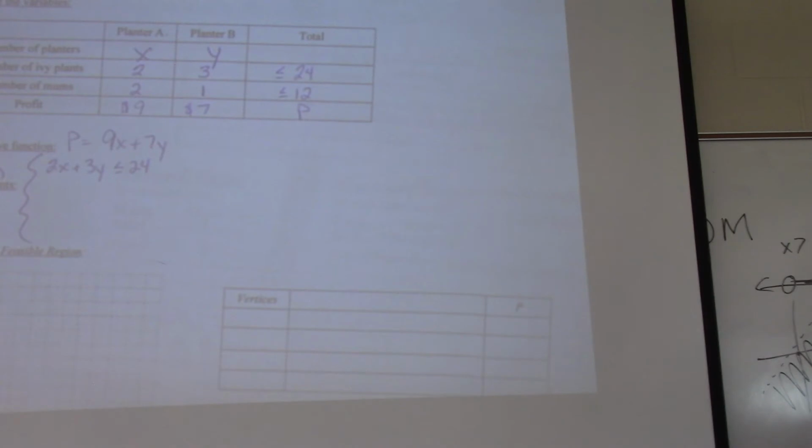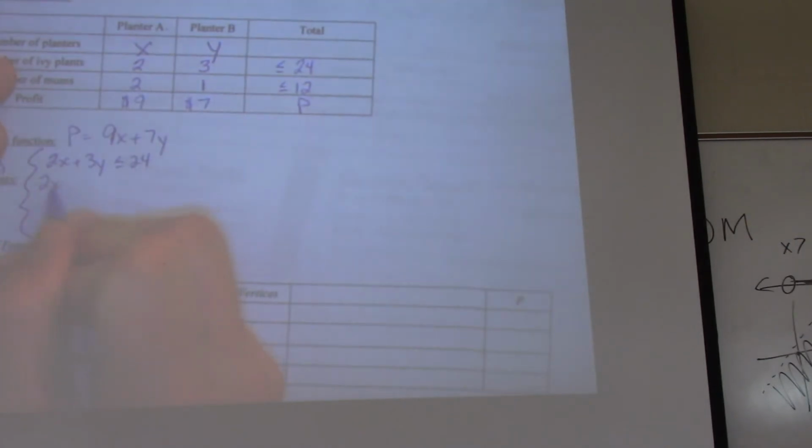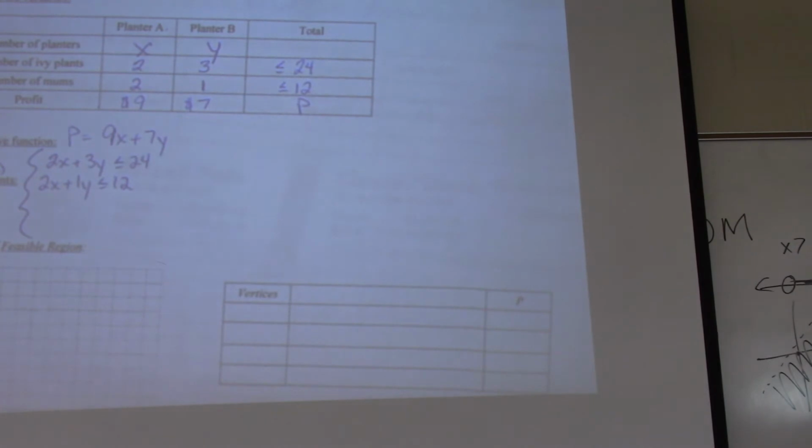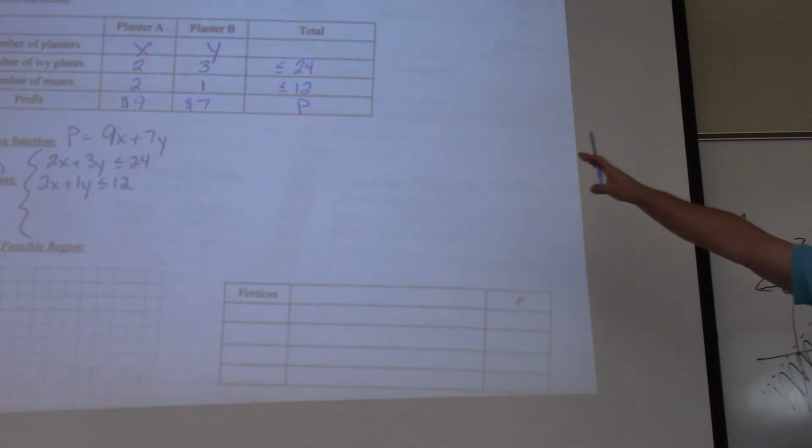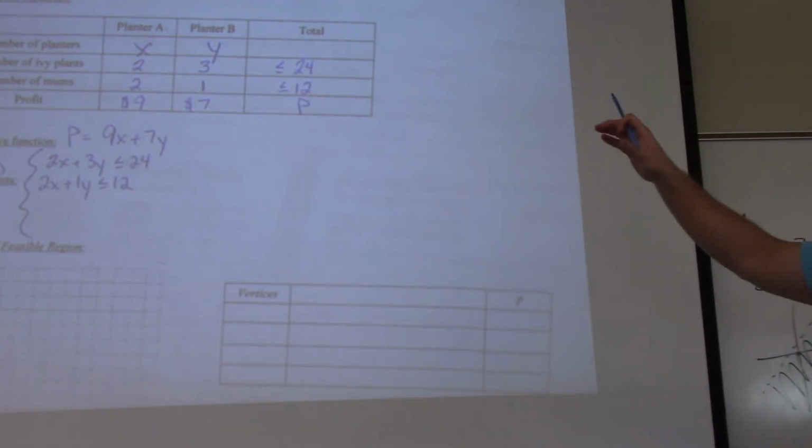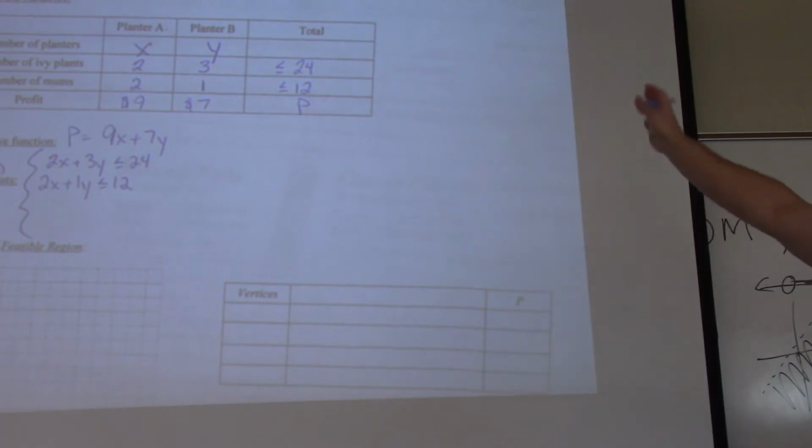So can somebody give me the other one? What should I write for the number of moms? Is less than or equal to 12. Boom, just like that. Here's what Trey said, 2x plus 1y less than or equal to 12. 100% right, okay? So again, once you fill in that table, and we know which one is x and which one is y, we can just read right across them. We've got our inequalities, okay?